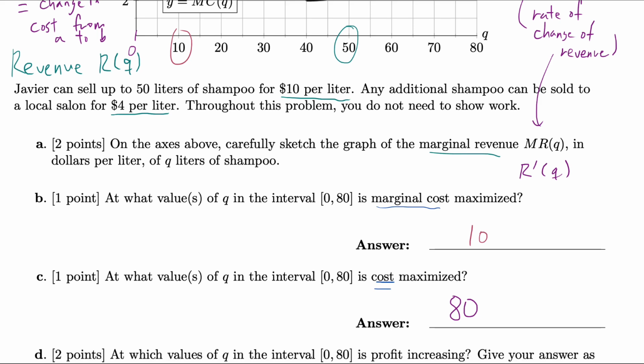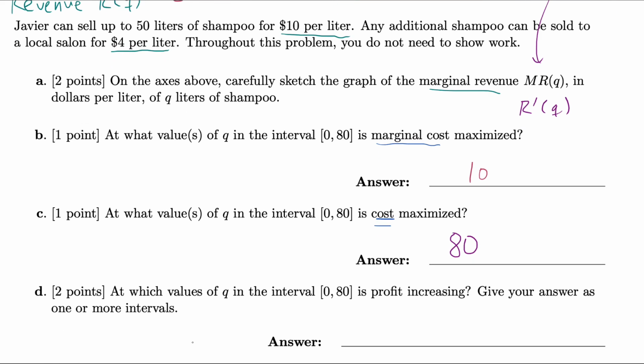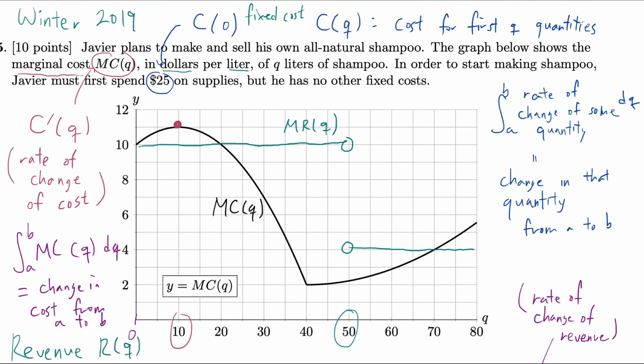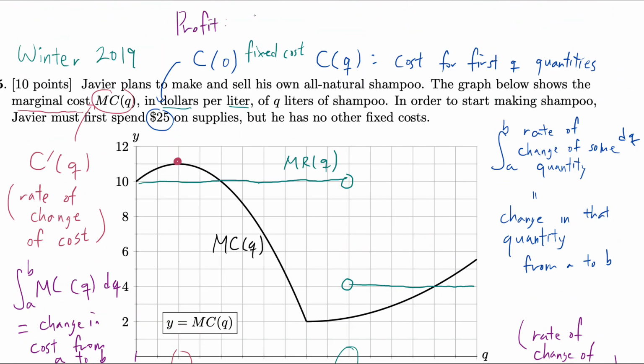Now let's go to part D. At which values of Q in the interval is profit increasing? And that's a very different question. So what is profit? The profit function is written pi of q. This is the profit when you're selling q quantities. And what should this be? Well, it should be the amount of money we earned, which is the revenue, minus the cost that we're spending. So the profit is just revenue minus the cost.